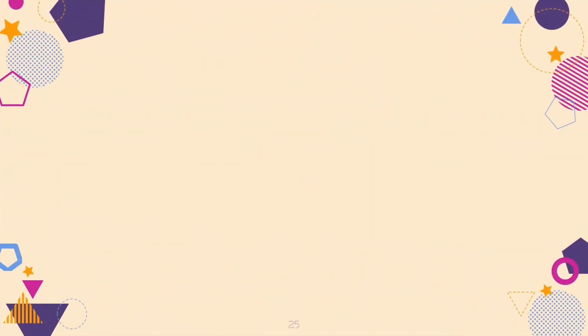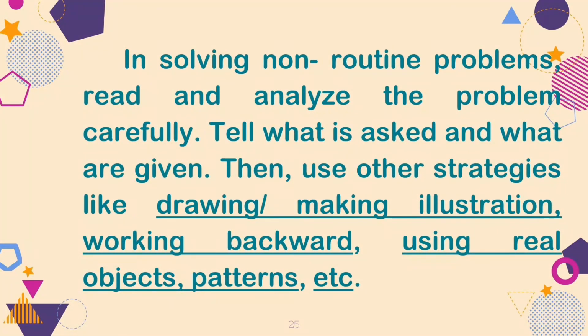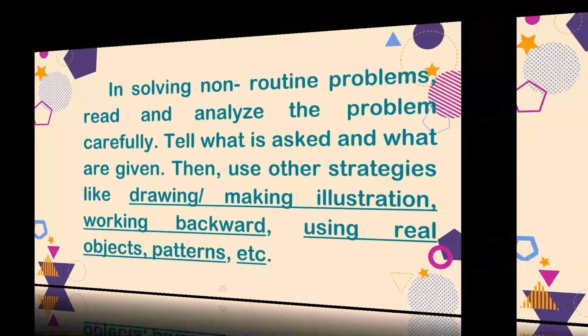In solving non-routine problems, read and analyze the problem carefully. Tell what is asked and what are given. Then, use other strategies like drawing or making an illustration, working backward, using real-life objects, patterns, and others. Let us have now a sample routine problem.